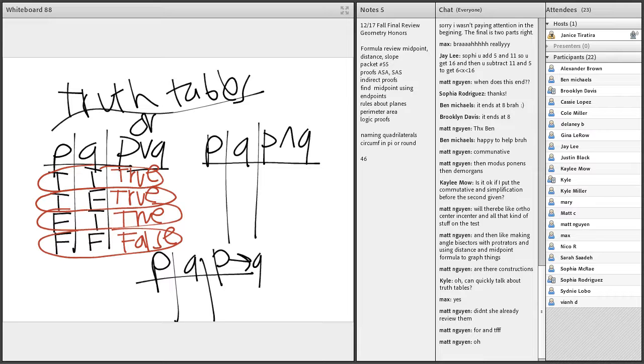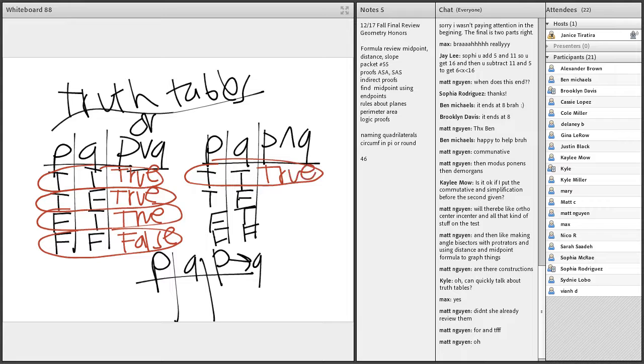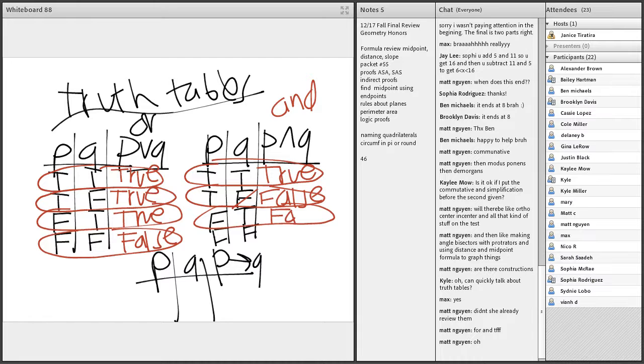For and, what's required is both are true, both. So in that case, there's only one scenario that has both true. So the first row, both are true. Final answer is true. Uh-oh, next one's no good. You needed both to be true. This is the bad one, so that's false. Okay, third one's no good, and fourth one is no good.